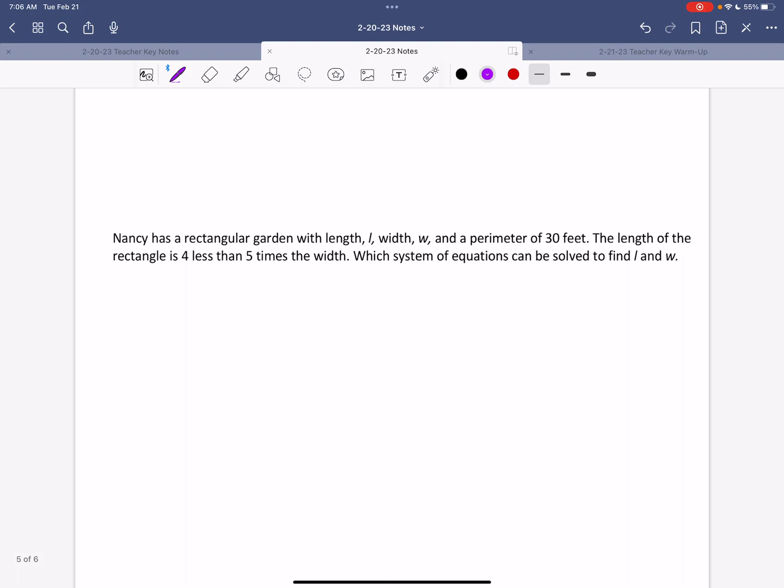Now I'm going to go here. My second one, go straight to the question. Which system of equations can be solved to find L and W? I don't know what they mean yet, so I'm going to just write it down. I'm going to look for an L. I see an L right here, and it means length. Then I see a W, and that means width.